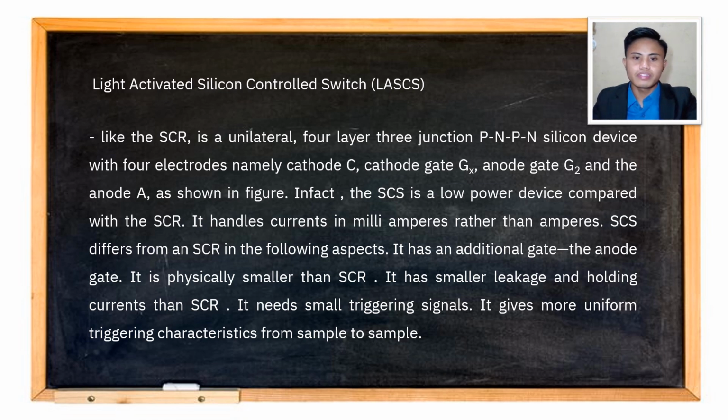In fact, the SCS is a low power device compared with the SCR. It handles currents in milliamperes rather than amperes. SCS differs from an SCR in the following aspects. It has an additional gate, the anode gate. It is physically smaller than SCR. It has smaller leakage and holding currents than SCR. It needs small triggering signals. It gives more uniform triggering characteristics from sample to sample.